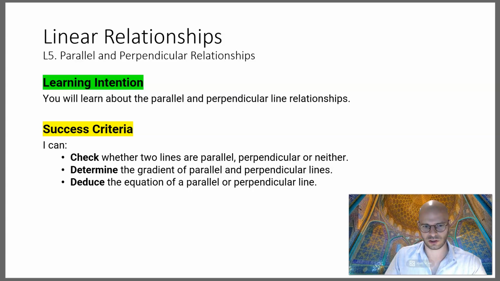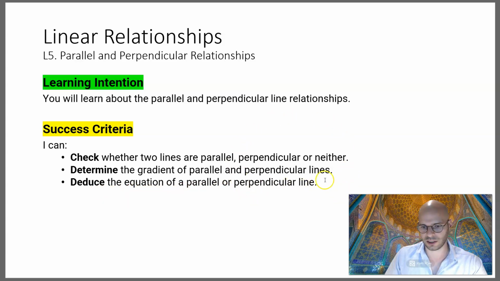In this lesson, you'll learn about the parallel and perpendicular line relationships. By the end of this lesson, you'll be able to check whether two lines are parallel, perpendicular, or neither. You'll be able to determine the gradient of parallel and perpendicular lines. And finally, you'll be able to deduce the equation of a parallel or perpendicular line.